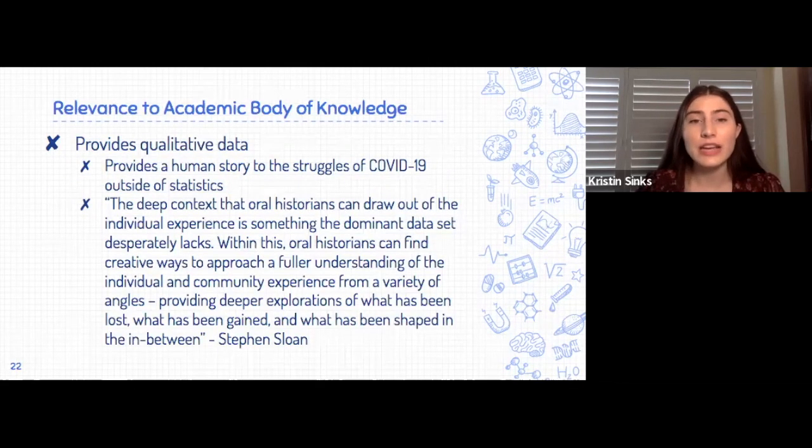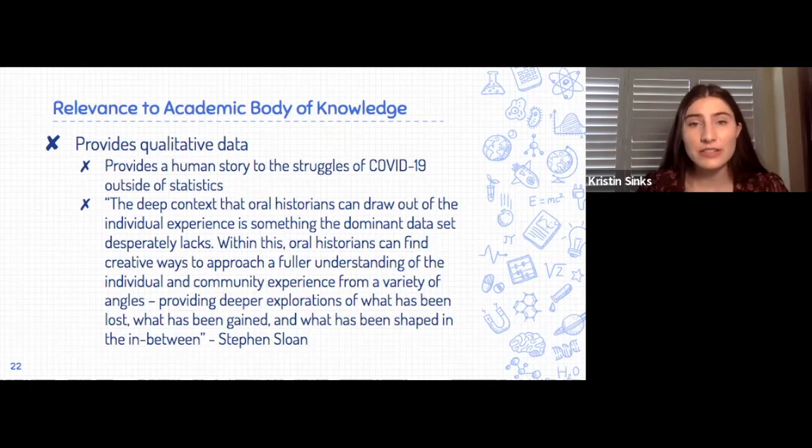So the relevance to the academic body knowledge of history ties back to the three reasons I selected oral history. The first being it provides qualitative data. So a lot of the COVID-19 pandemic has been represented through statistics. However, oral history provides a human story to the struggle of COVID-19 outside of those statistics.